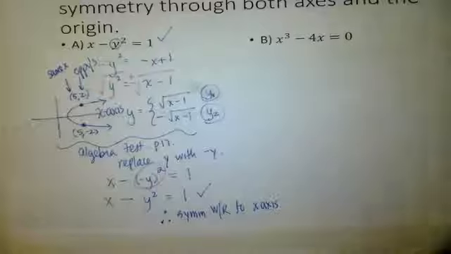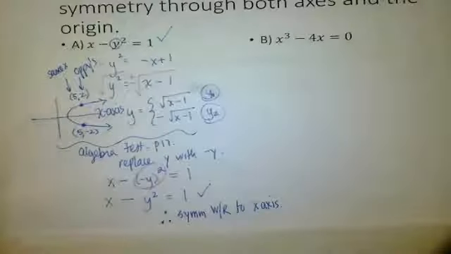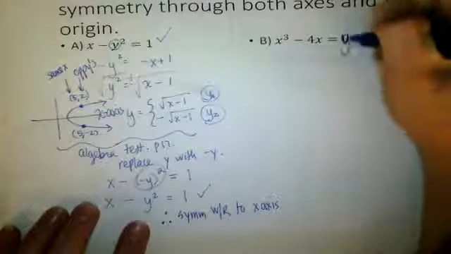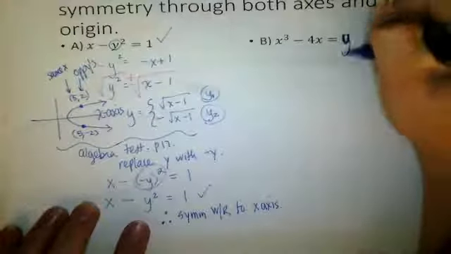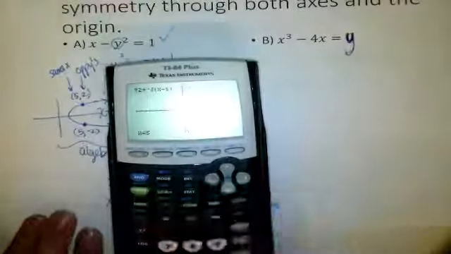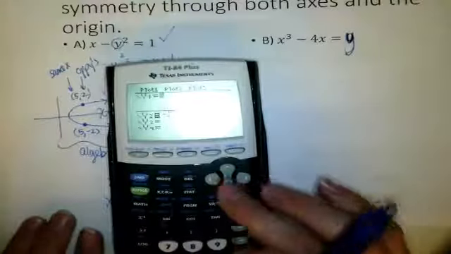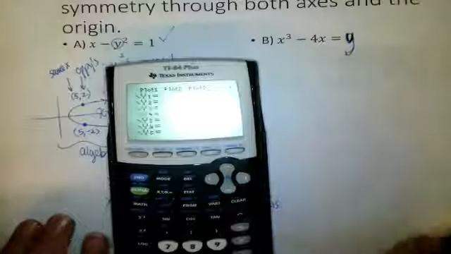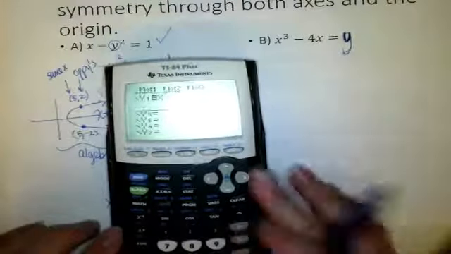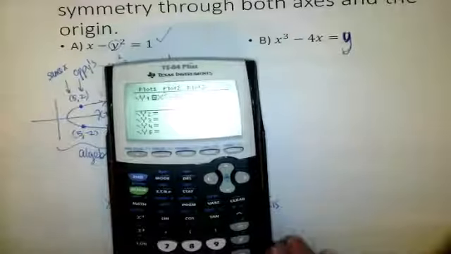Let's look at this one, letter B. X cubed minus 4x equals 0. Oh, I'm sorry. That shouldn't be 0. It should be a y. Gotta have y equals there. All right, so again, this is an equation that I could graph on my calculator. So let's go ahead and make a little graph. Does this need 2 equations or is it just the one? Yeah, just this one. So go ahead and graph x cubed minus 4x.